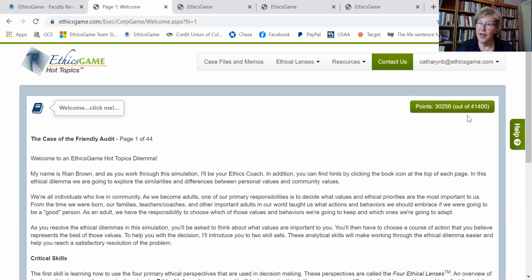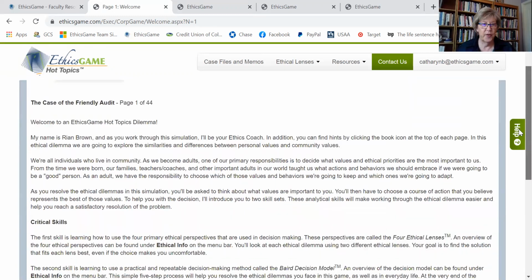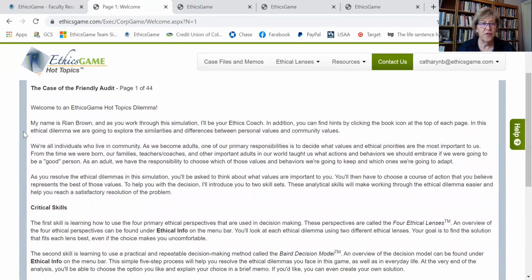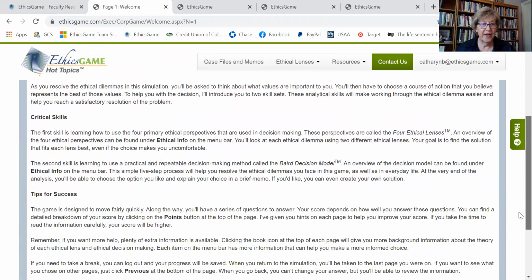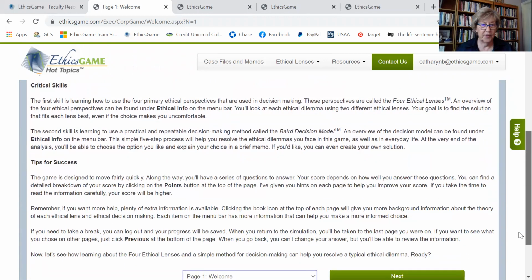All right, with that as our background, let's take a look at the first page. In the first sentence, you have a person whose name is Ryan Brown. She is the ethics coach. And all the way through this simulation, she'll be guiding you as your fictitious coach in helping you resolve the problems. We begin then to take a look at what it is that we are trying to accomplish.